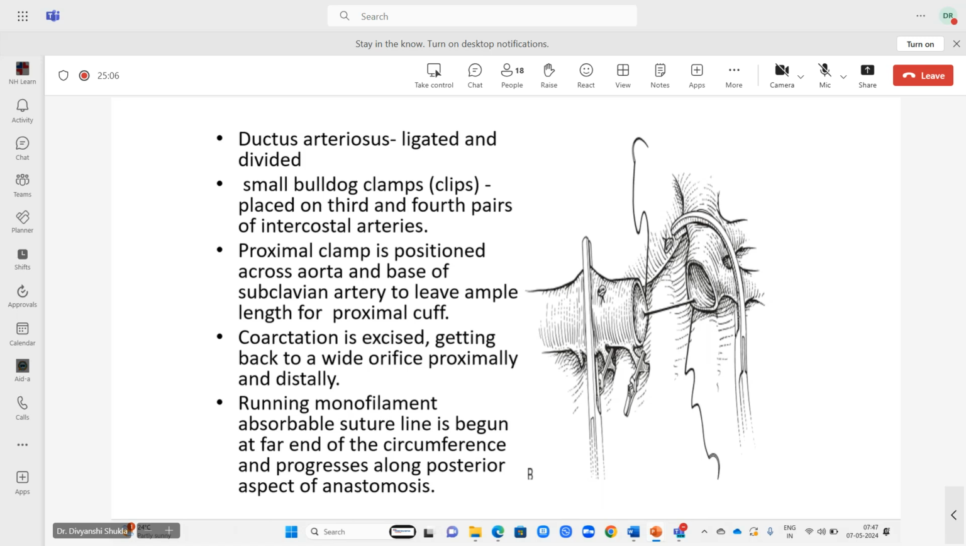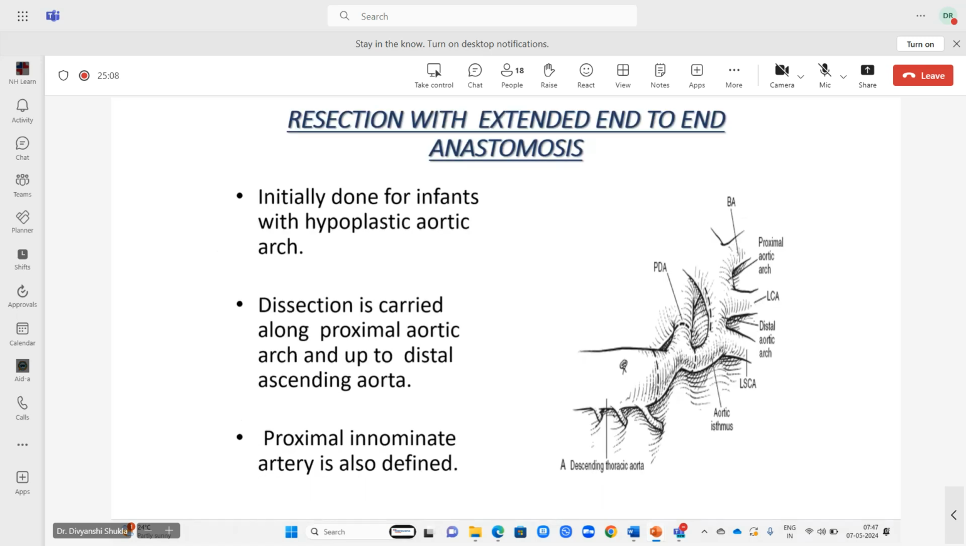aspect of the anastomosis. Now, the widely practiced procedure is resection with extended end-to-end anastomosis. It was initially done for infants with hypoplastic aortic arch, but is now the procedure of choice. Dissection is carried along the proximal aortic arch up to the distal ascending aorta. The proximal innominate artery is also defined.